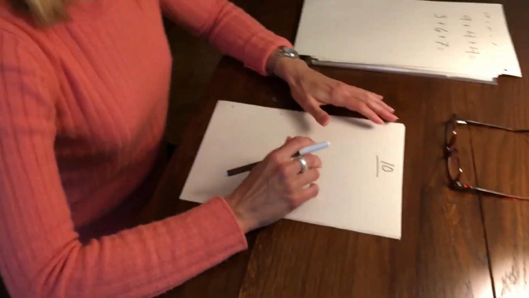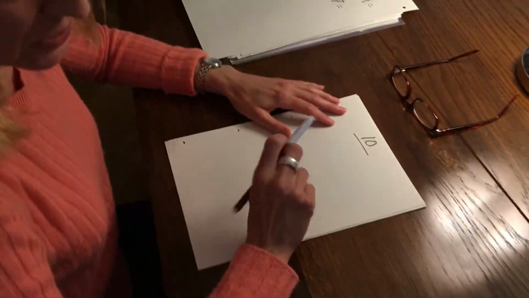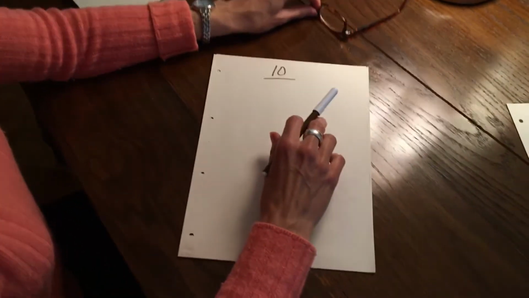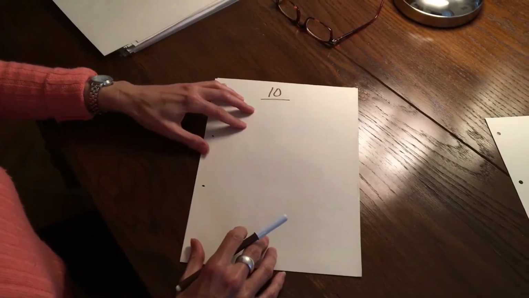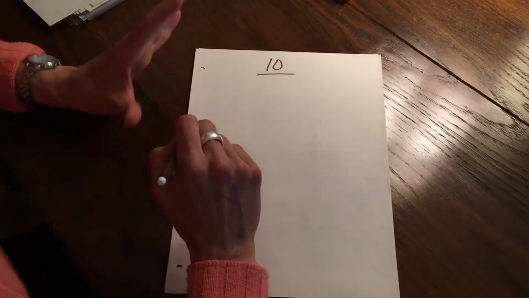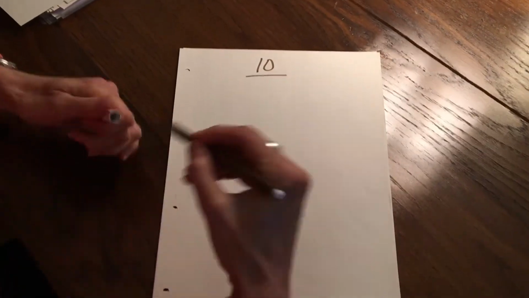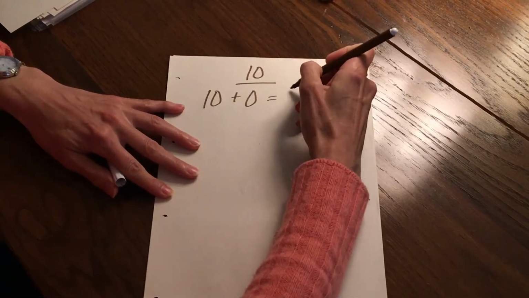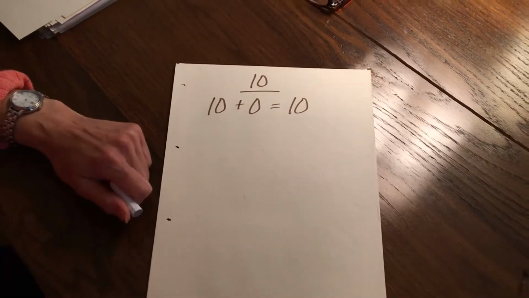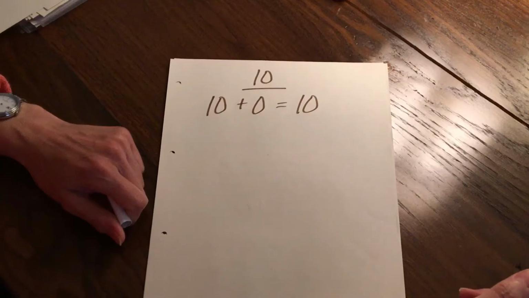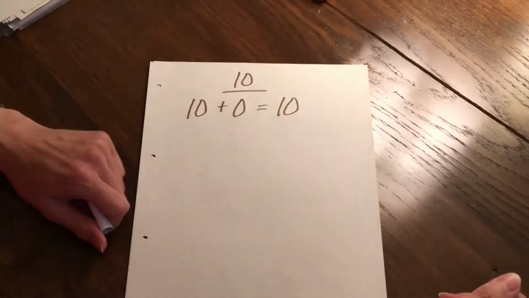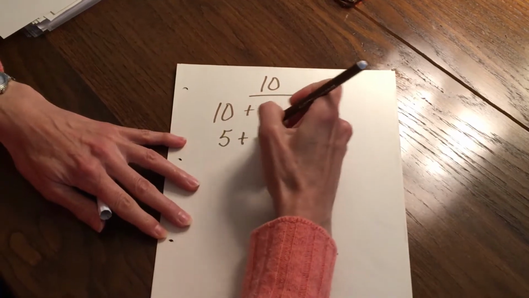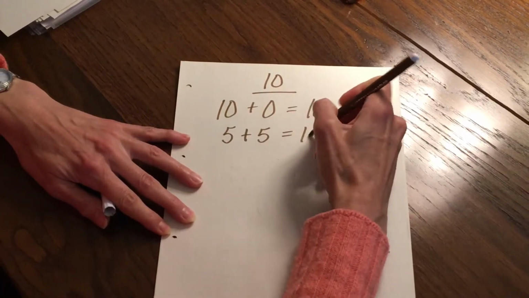So today we're going to talk about adding three numbers together. But to do that, we need to think about different ways we know to make 10 using addition and using two numbers. So we know definitely that 10 plus 0 equals 10. Can you think of another way to make 10? Can you think of maybe the doubles equation to make 10? Yep. 5 plus 5 equals 10.